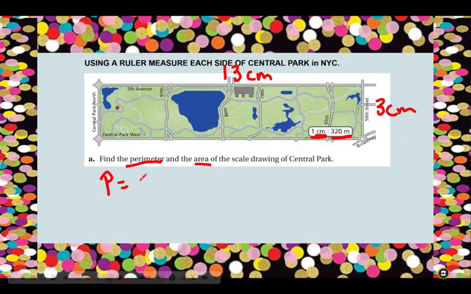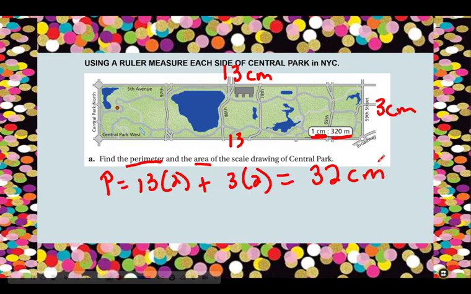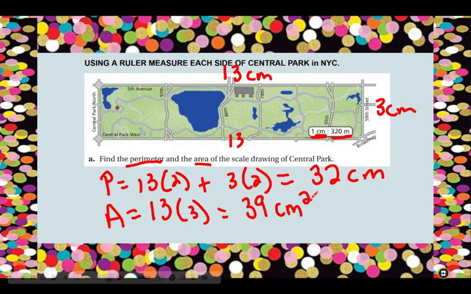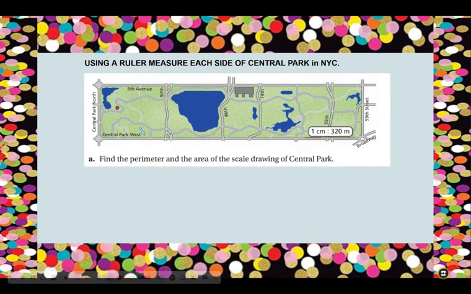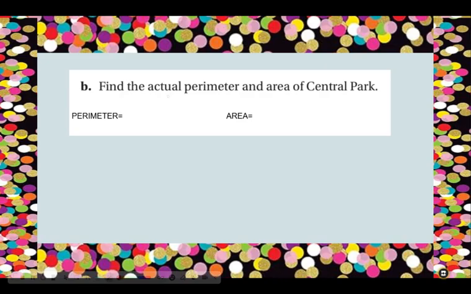To find perimeter, we add up all the sides. So 13 times 2, because if the top is 13, the bottom is 13, plus 3 times 2. That equals 32 centimeters. Now we need to find the area. The area is just length times width. So 13 times 3 gives us 39 centimeters squared.